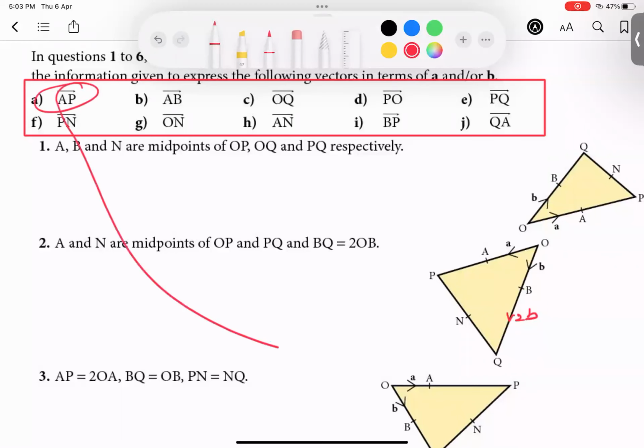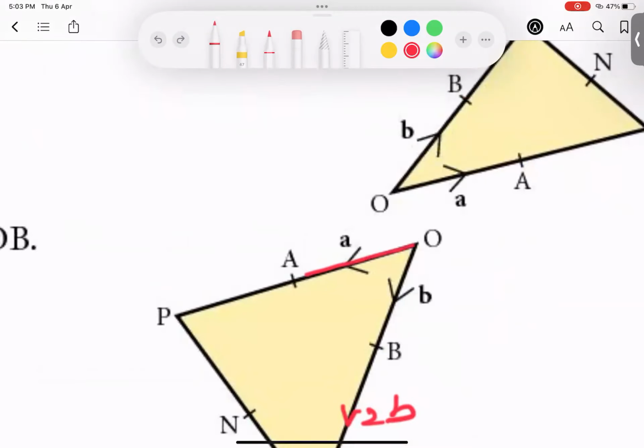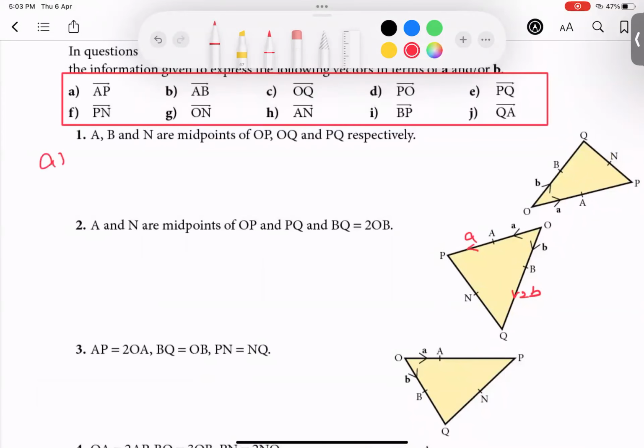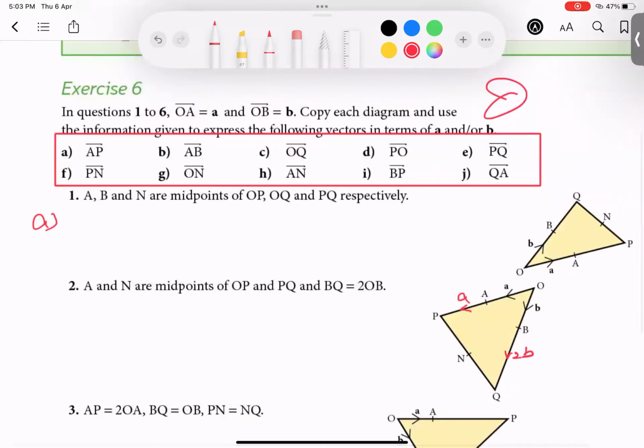First part is AP. Where is AP? A is here, P is here. And you know, A is a midpoint. So OA is the same as AP. It means this is also small a. So mabruk, direct answer for the A part I'm writing. Question number 2, A part AP, no need for any path, simple, a answer directly.